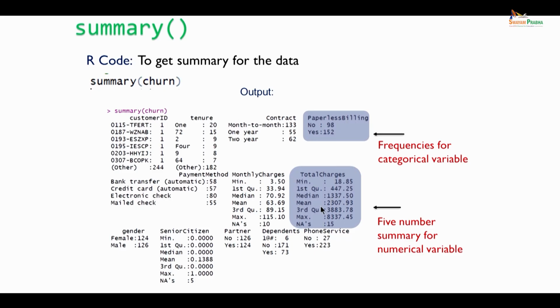Mean is nothing but the average value of the total charges, that is 2307, and it also gives the third quartile, that is nothing but 75% of your data can have a value less than 3883. You can also see something represented as NAs, those are nothing but not available values. Now, we have encountered 15 missing values under total charges. So, you can use the summary command to check the frequencies for a categorical variable and the 5-number summary for a numerical variable.